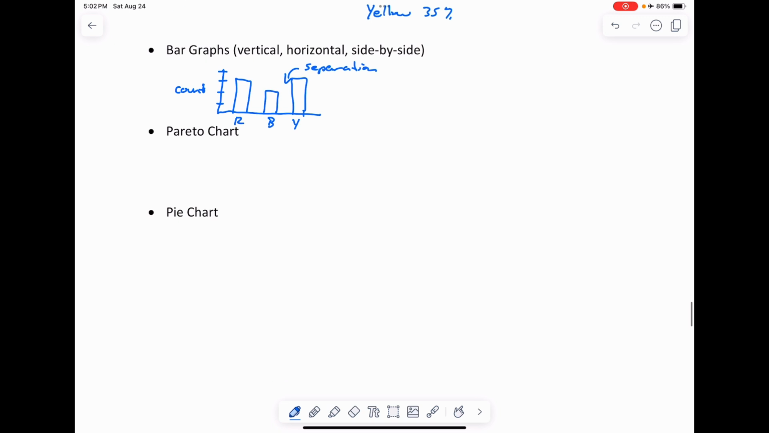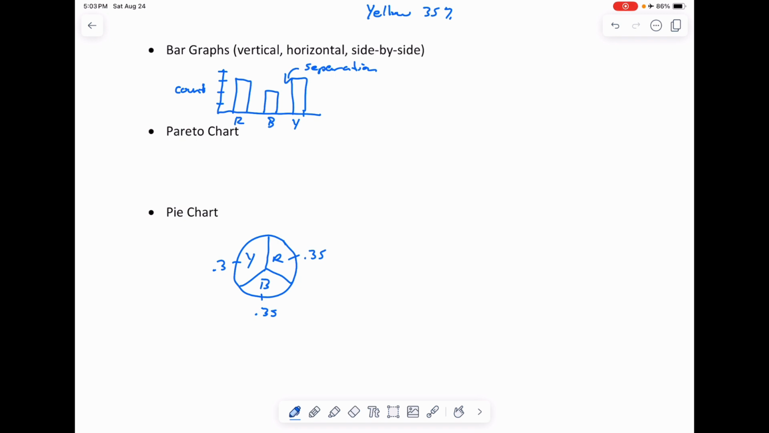I'm going to skip Pareto chart. We don't need to know that one. But pie chart is basically then where we have, obviously, again, you've got maybe yellow, blue, and red. And so this is red, blue, and yellow. And this is 35%. I don't remember what the percents were. I'll just make these up. Okay. And so you've got the different percentages.